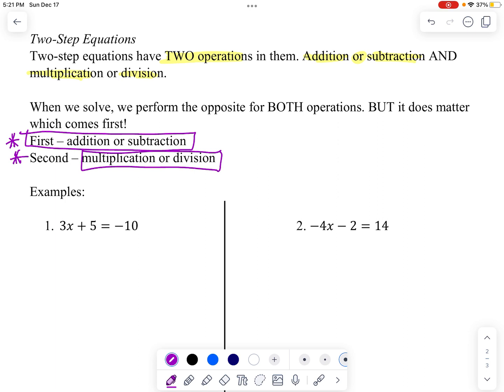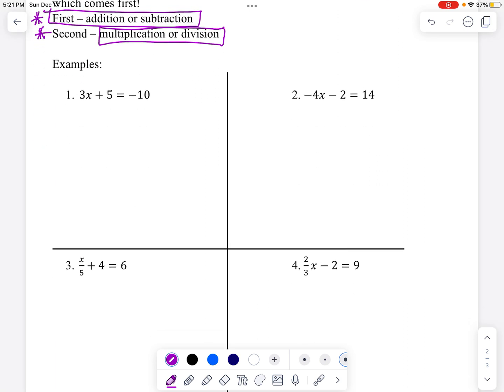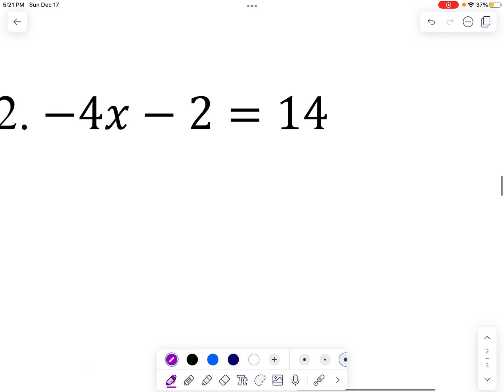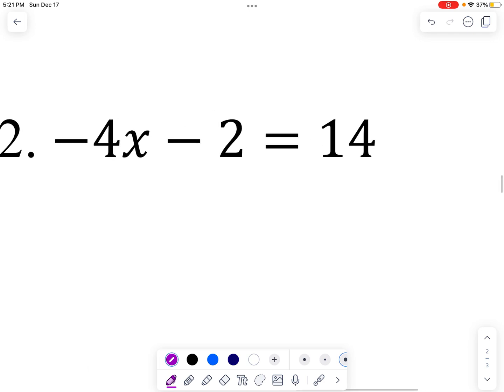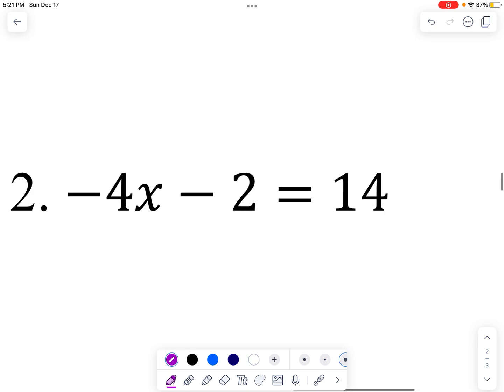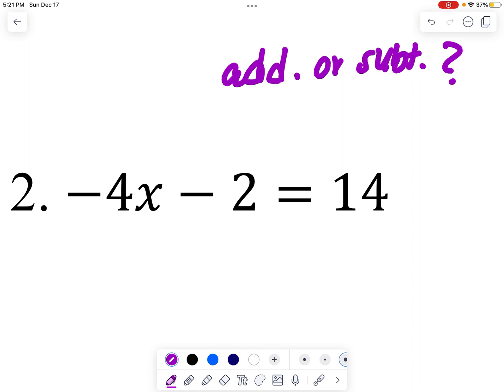I'm going to start with a harder one. So let's do number 2. Okay. First thing we want to do is ask ourselves, is there any addition or subtraction in this problem? So you're either looking for a plus sign or a minus sign. Now, I know some of you get confused and think, oh, wait, these look the same. Is this minus? Is this negative? Well, either way, it doesn't matter because I don't see a plus sign anywhere. And if there's no plus sign, my only option is it's got to be subtraction.